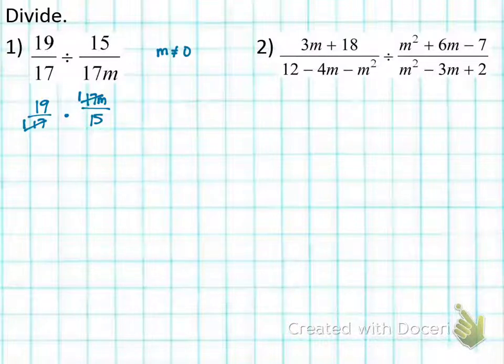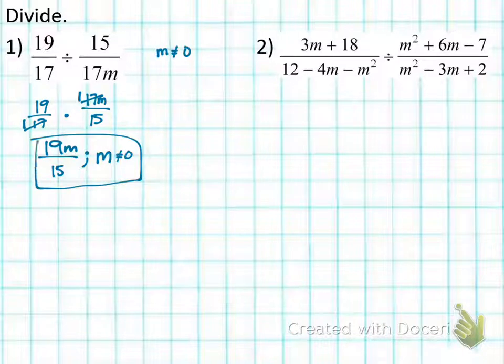Now I'm going to multiply across, numerator with numerator. 19 times 1m is 19m, and then 1 times 15 is 15. That's our final answer. Include any excluded values. There aren't any more variables here, so the only thing m can equal is 0. And that's it, that is our answer. Okay? That's an easy one.